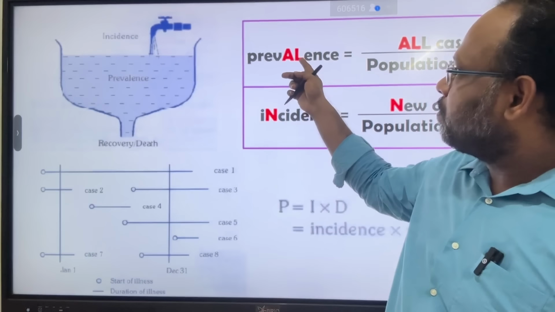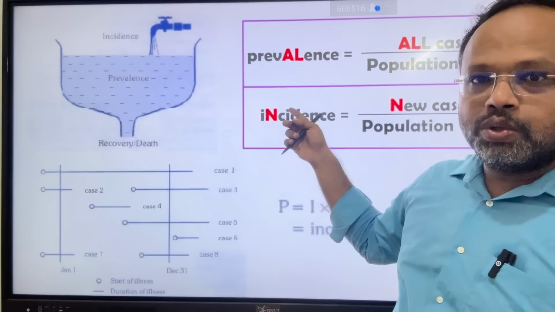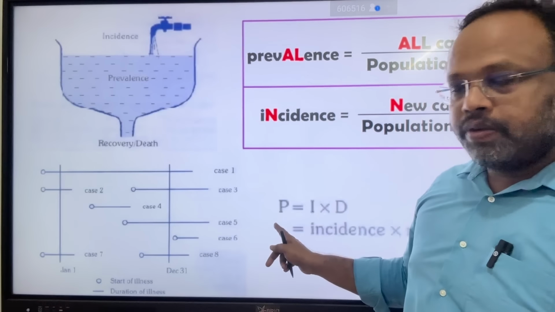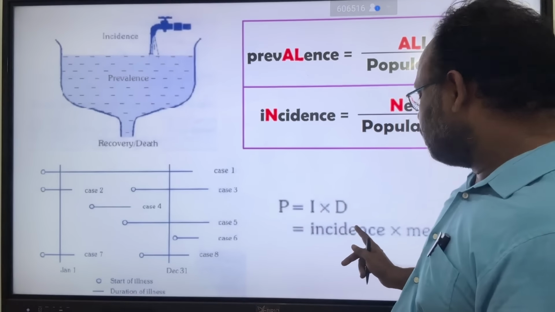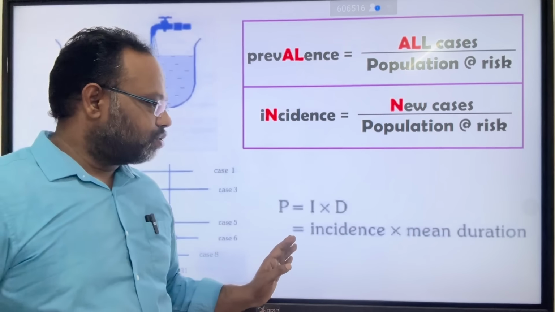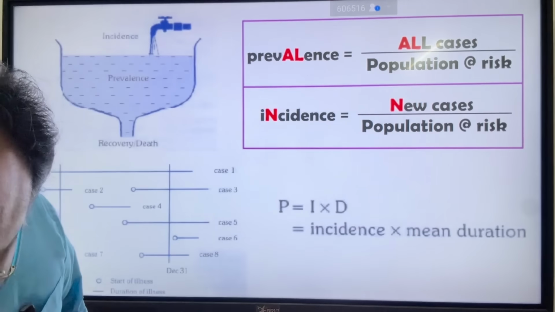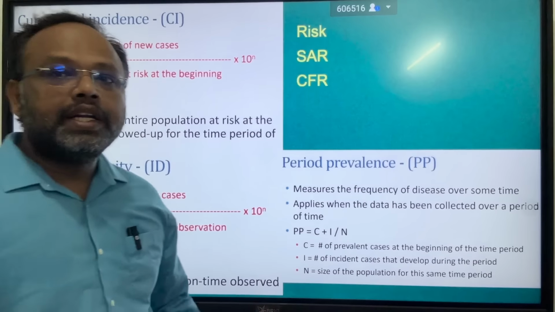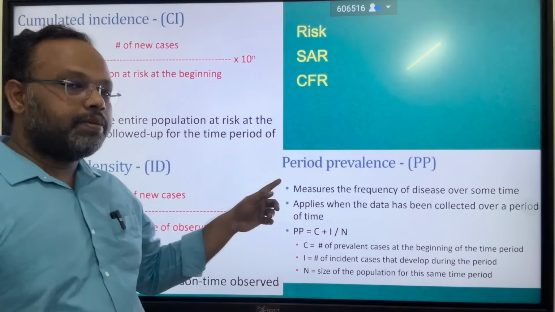We discussed prevalence, which is all cases, that is old and new cases. Incidence, where N means new, is new cases divided by population at risk. The relationship between P and I is P = I × D, that is, prevalence equals incidence times mean duration of the disease. Incidence is used for acute diseases, and prevalence is used for chronic diseases. So that is what we have seen with incidence and prevalence. We have also seen when prevalence increases and decreases. And in the second part, we have seen cumulative incidence, incidence density and period prevalence.